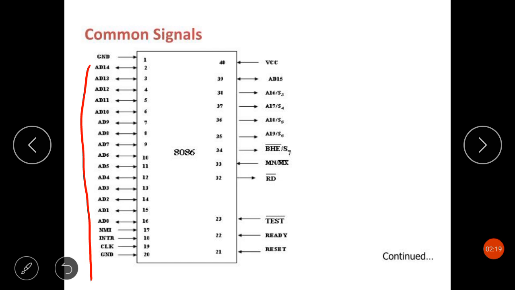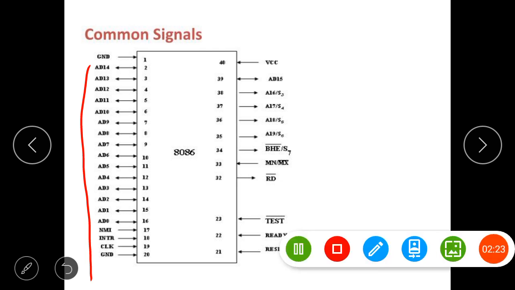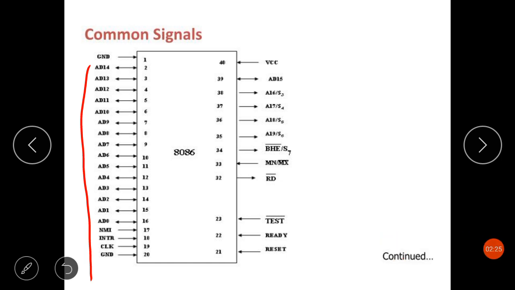The 8086 microprocessor is a 40 pin IC. Among those pins, these are the common pins, and among the common pins, the first pin that I am going to discuss is reset.